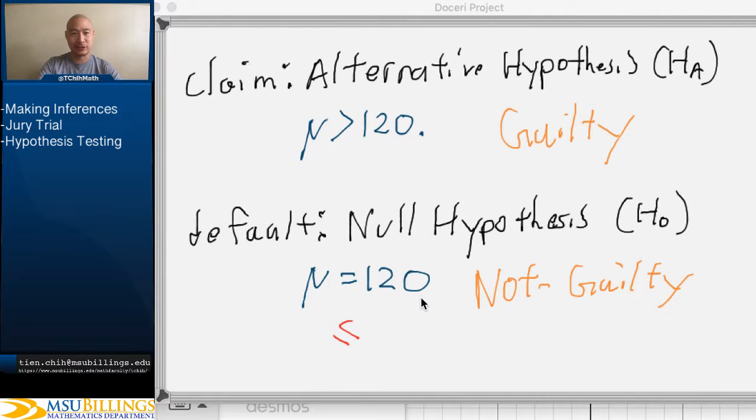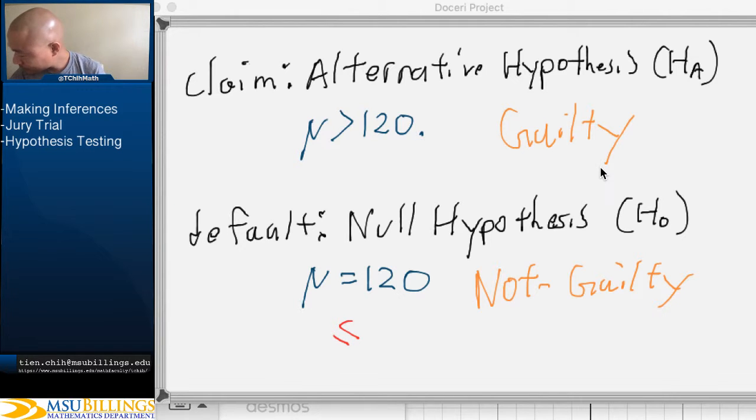So in this case, our researcher puts forward the claim that the average weight of purple microelephants is more than 120. If she can't show that this is true, then she has to default to, well, maybe they could be 120 pounds, right? Just like in a criminal trial, we default to a defendant being not guilty unless you can show strong evidence to prove that they are in fact guilty.